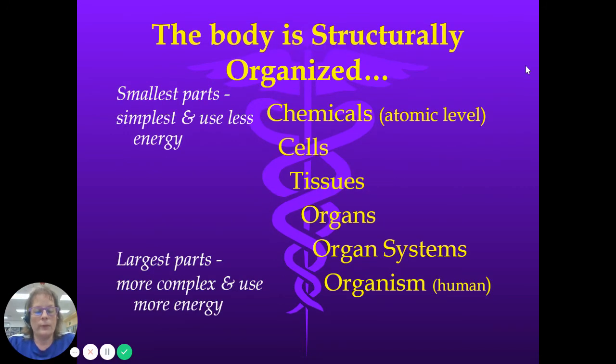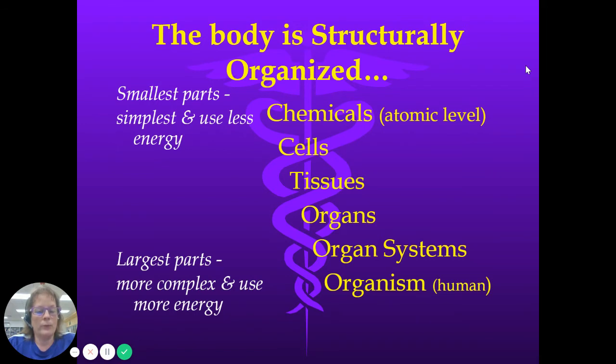All right, so this is something that goes back to your biology. Hopefully you remember a little bit of this. Your body is structurally organized, so we're going to start at the smallest level, which is the chemical level. And of course, all the chemicals, like we talked about in biology, if you remember, carbohydrates, lipids, and proteins, which we'll talk a little bit about in Unit 2. But that would be the chemical level. Now, if you look over here to the left of the screen, it says smallest parts. They are the simplest, and they use the least amount of energy. Now, you have cells. Of course, that's the most basic unit in your body and living things.